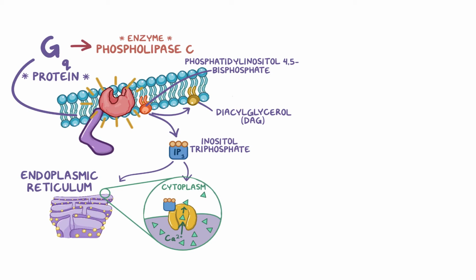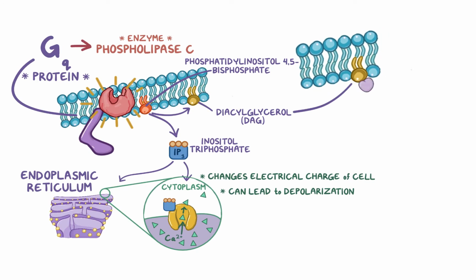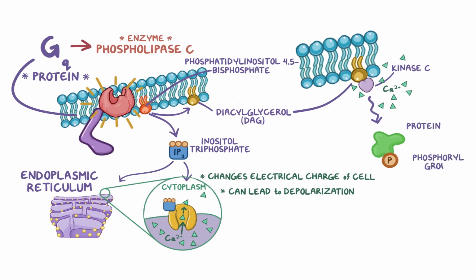The increased calcium concentration in the cytoplasm changes the electrical charge of the cell and can lead to depolarization. Meanwhile, diacylglycerol remains attached to the cell membrane and binds to the enzyme protein kinase C, which also relies on calcium to fully activate. Once calcium levels in the cell go up, protein kinase C starts to activate proteins by adding phosphoryl groups to them.